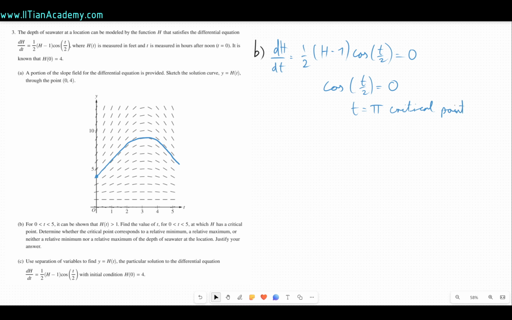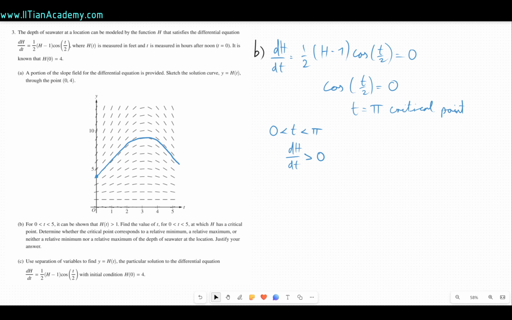And we also need to determine whether this is a local maximum or a local minimum. And well, what we notice is that on the interval for t between 0 and pi, our derivative is always going to be positive. So dh/dt is always going to be positive. We can also see that from our slope field. It only has upward sloping lines, so that means a positive slope.